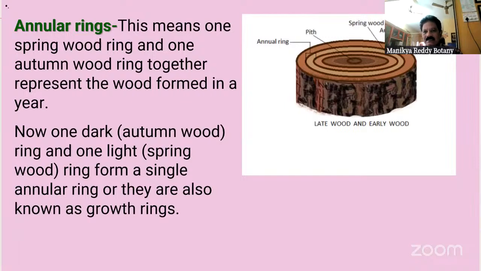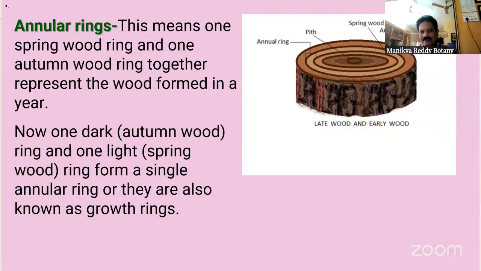In the early season, the spring wood is large with wider lumens, since they have to supply more water and food materials. That wood is called spring wood and early wood. And later, in later seasons, plants shed leaves, particularly in autumn season.